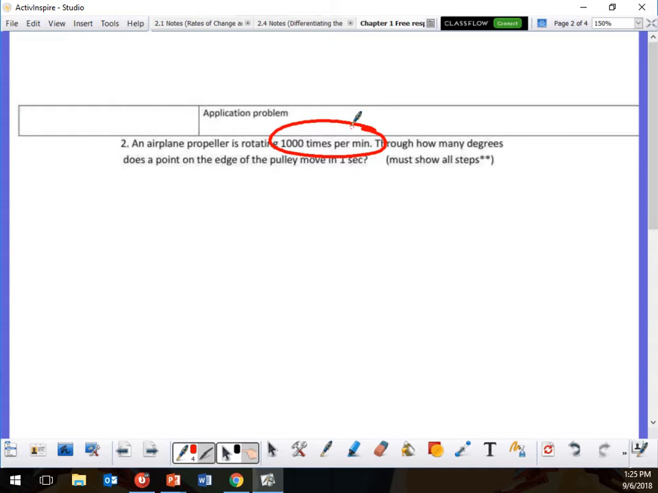So, that's going to be 1,000. Okay, so I'm going to give it a unit. So, what does it do every time? It's rotating, right? So I'm going to call it 1,000 rotations for every 1 minute. Right? Yes? Okay.